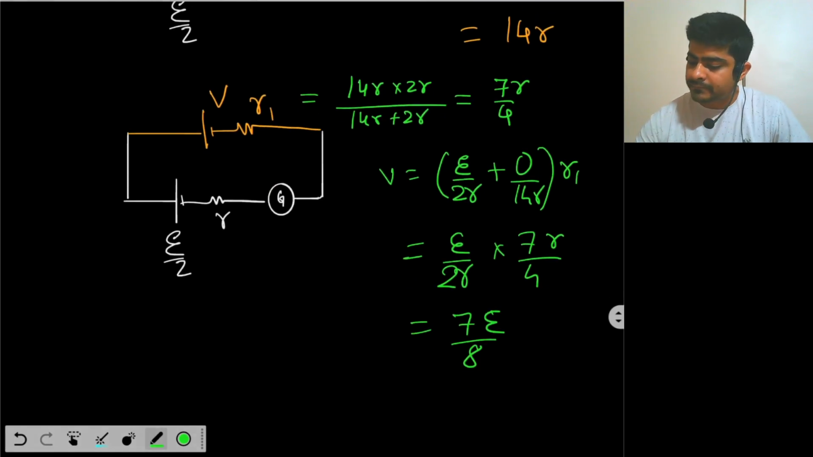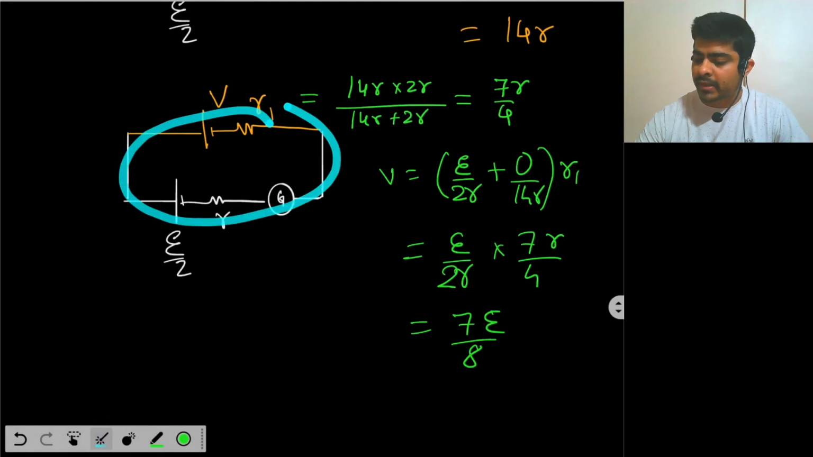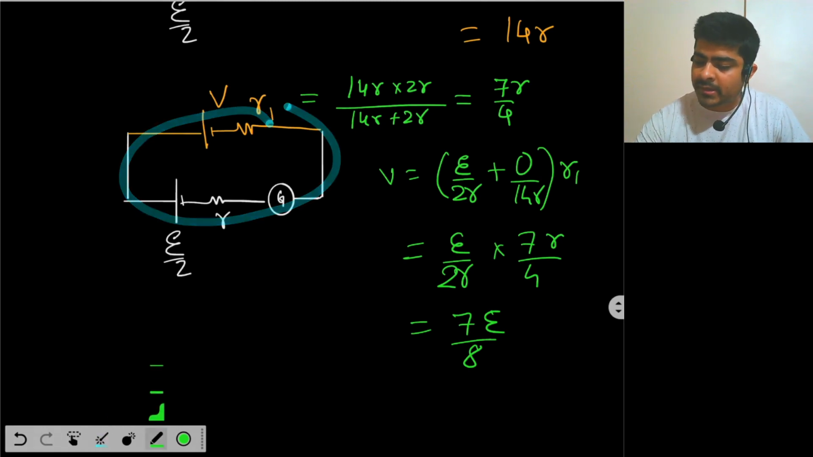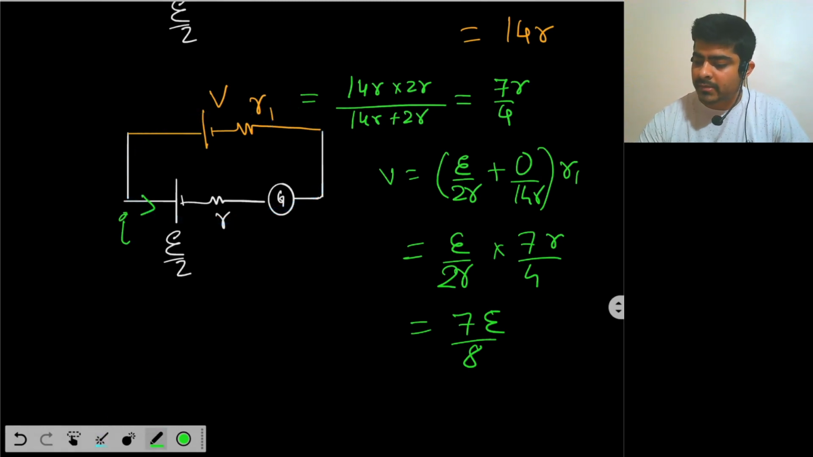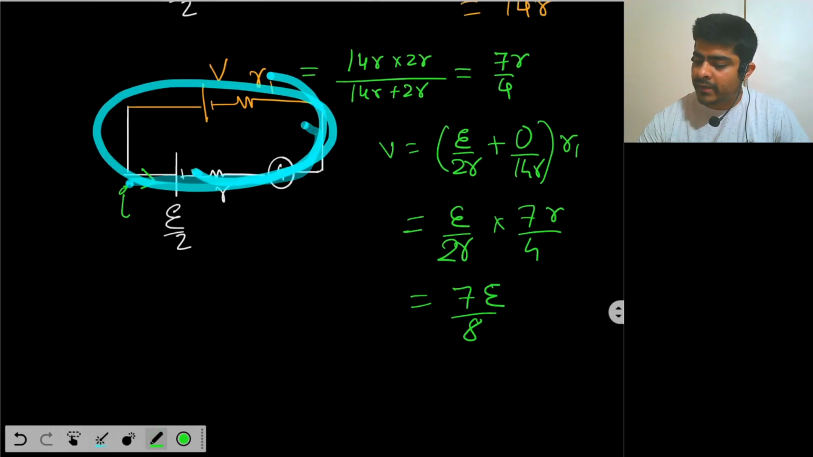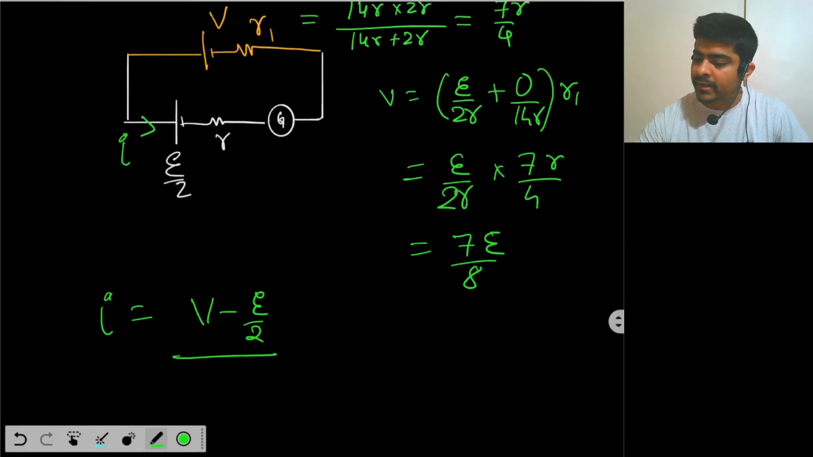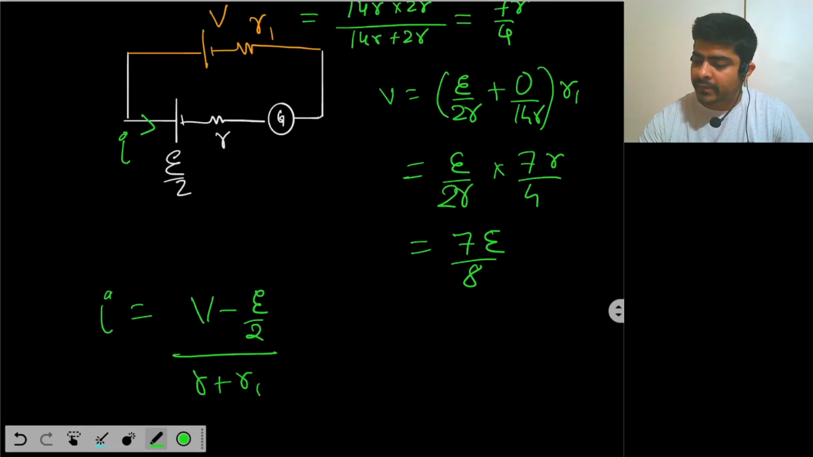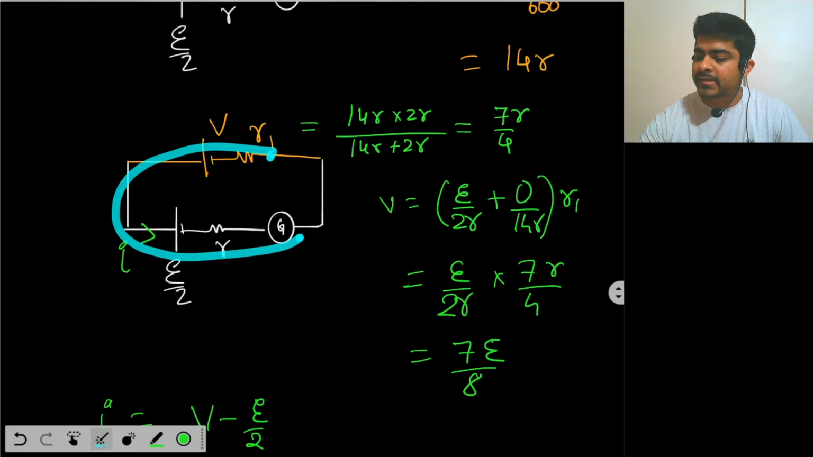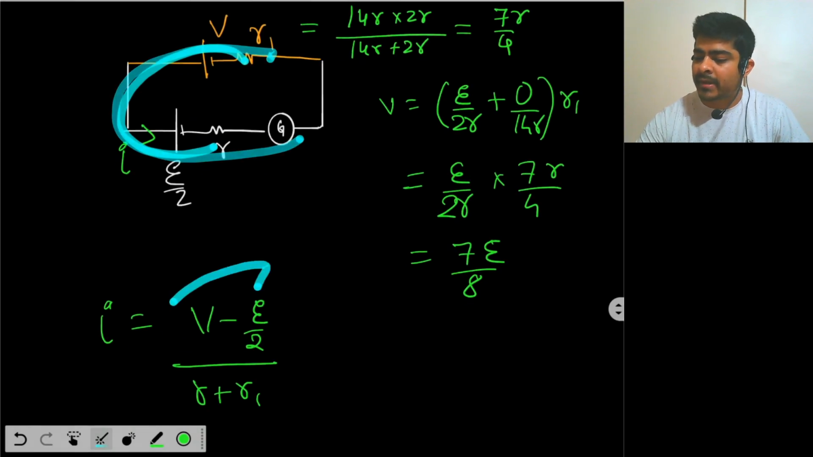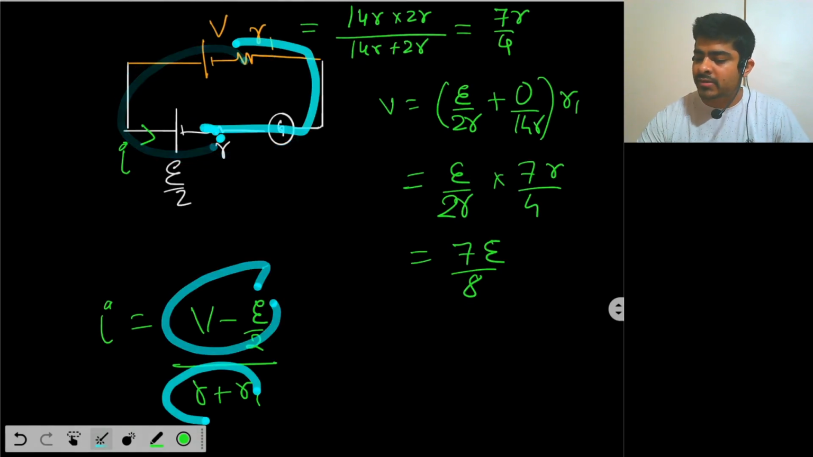So now along this branch, if we know the current in this branch, then we know the current through the galvanometer. Simple. Current flowing through the galvanometer will be the current through this whole circuit. So I will be net EMF divided by total resistance. Net EMF will be how much? V minus E by 2, divided by R plus R1. The net EMF in this branch is V minus E by 2, and R and R1 are in series, so we just add them.